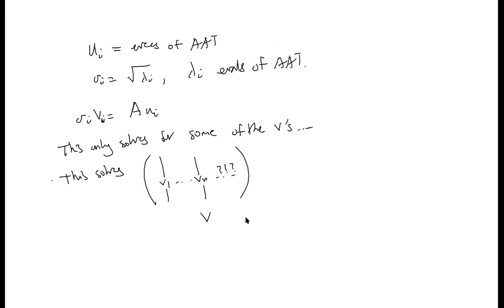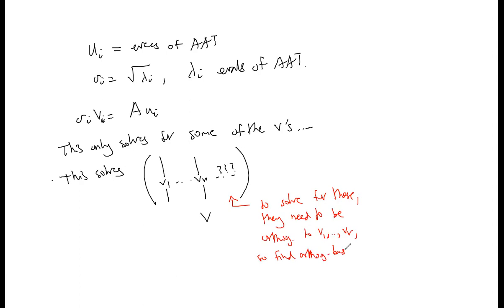And to solve for these, they need to be orthogonal to v1 through vr. So find an orthogonal basis for the orthogonal complement of v1 through vr. So it's a pretty long process.